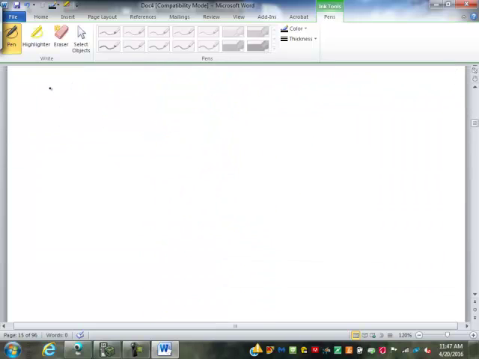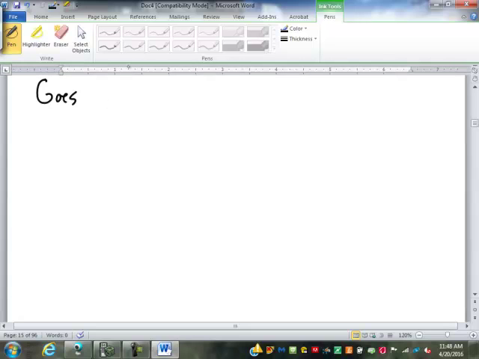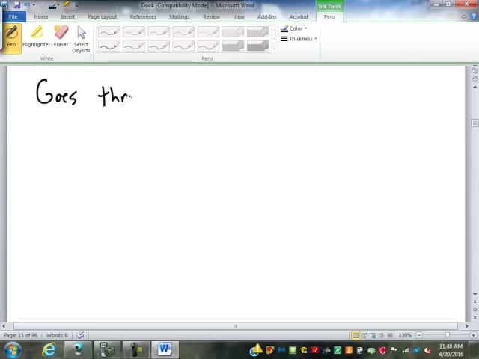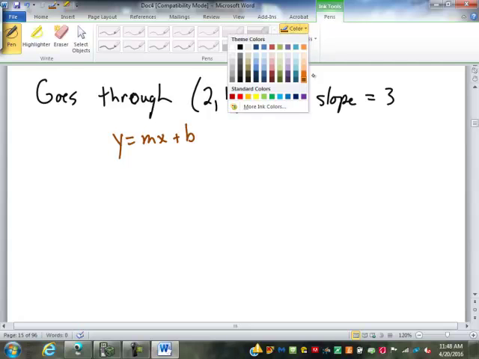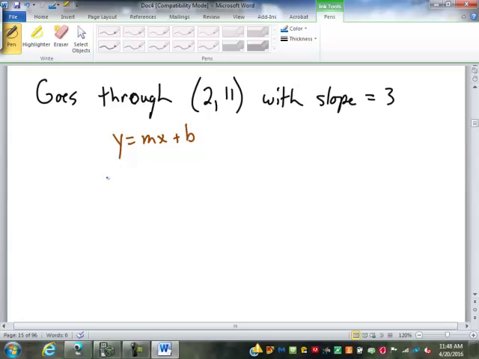So how about, we're just going to assume it's a line. I'm not going to write that it's a line every time just to save some pen strokes here. So it goes through 2, 11 with a slope of 3. So again, y equals mx plus b. We know the slope. We know m is 3. So y equals 3x plus b.